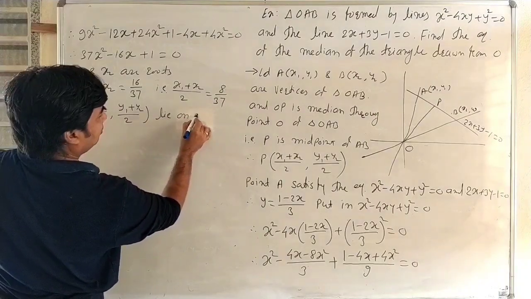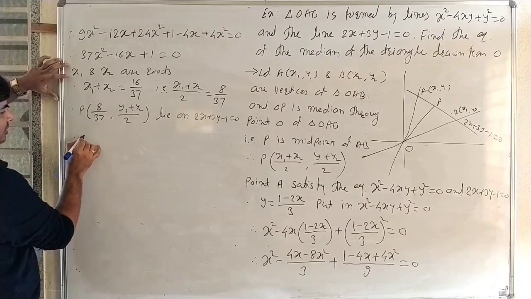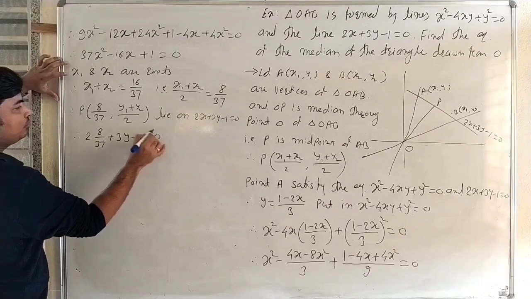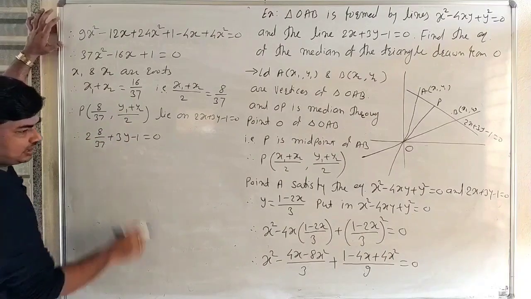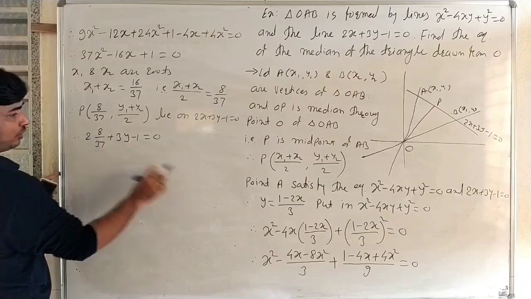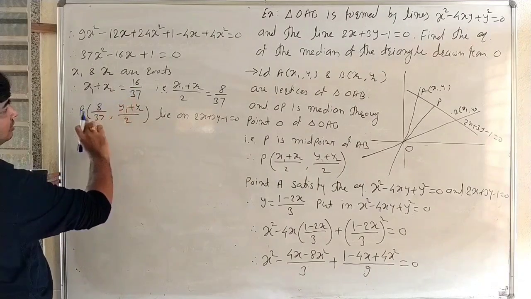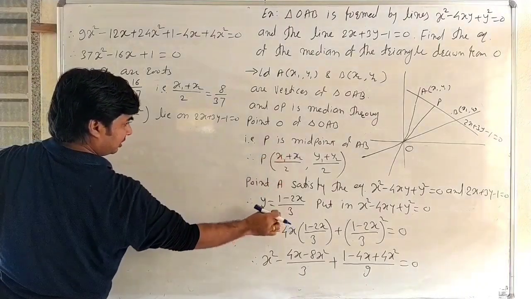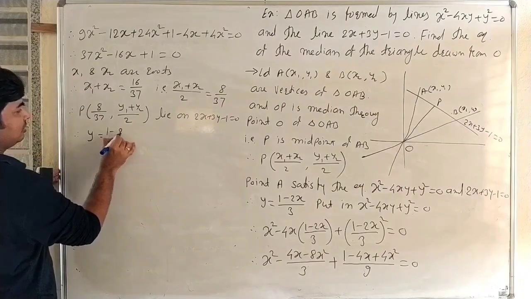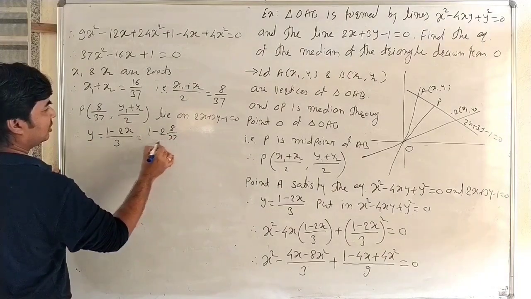Point P lies on 2x plus 3y minus 1 equal to 0. Therefore, the y coordinate, the ordinate of point P: 2 into 8 by 37 plus 3y minus 1 equal to 0. Solve this. Okay, we can directly find y. Therefore, y is equal to 1 minus 2x upon 3. Therefore, x it is this: 1 minus 2 into 8 upon 37 upon 3.